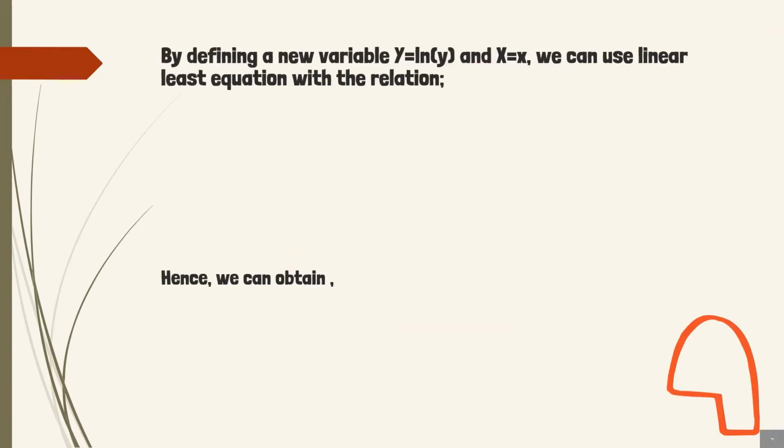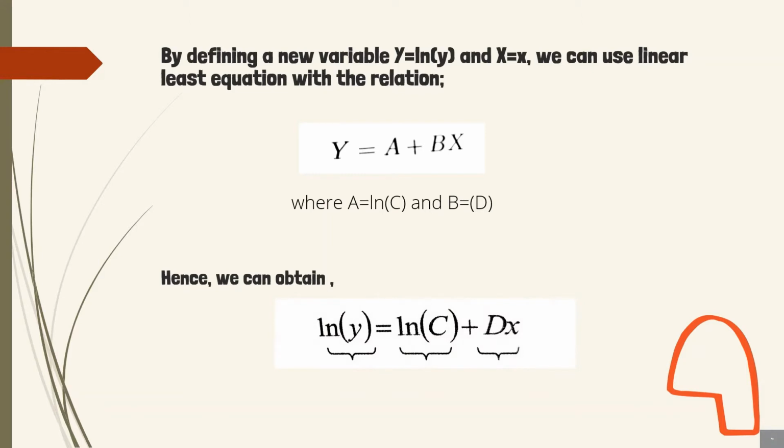And then by defining a new variable Y equals ln y and X equals x, we can use the linear least squares equation with the relation Y equals a plus bx, where a is ln c and b is d. Hence, we can obtain ln y equals ln c plus dx, where ln y is the Y, ln c is the a, and d is the b x.